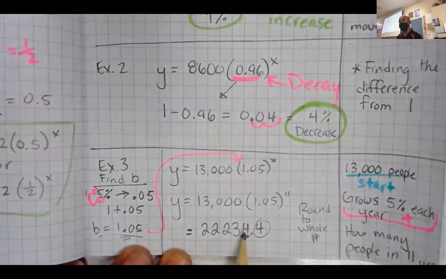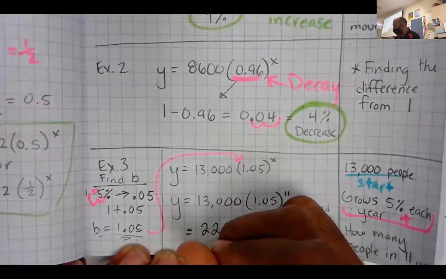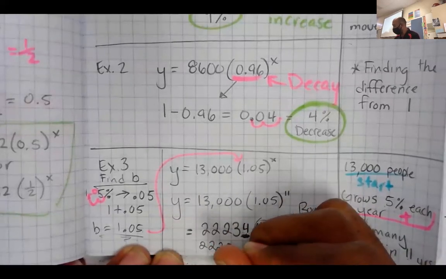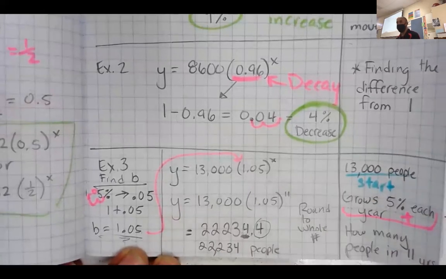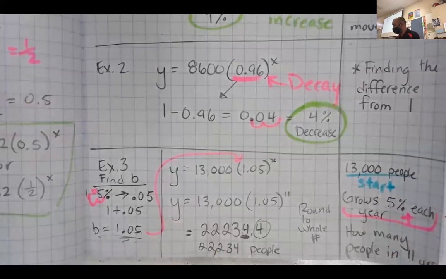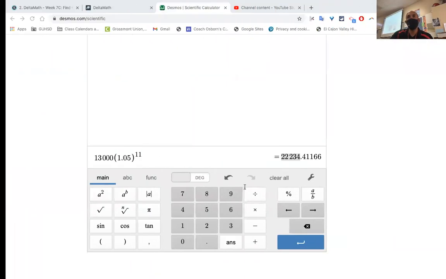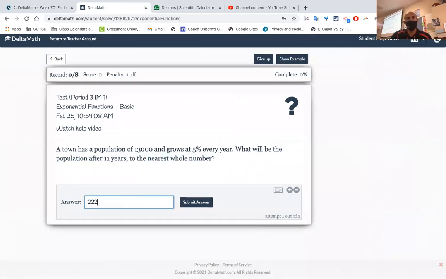Okay, so if this is a whole number, that means this is where I'm going to stop, the number before the decimal. I need to look here, and if it's 4, that means this number is going to stay. So now I'll type in 22,234 people. Now, obviously, I'm not going to type people. Don't type people, but that's the answer to that question. So 22,234 people. Let's make sure we got it right.